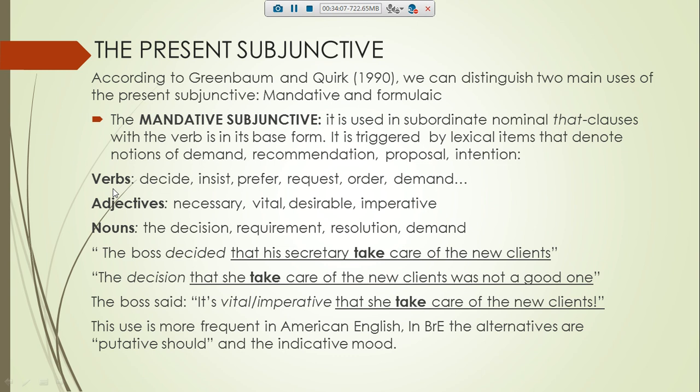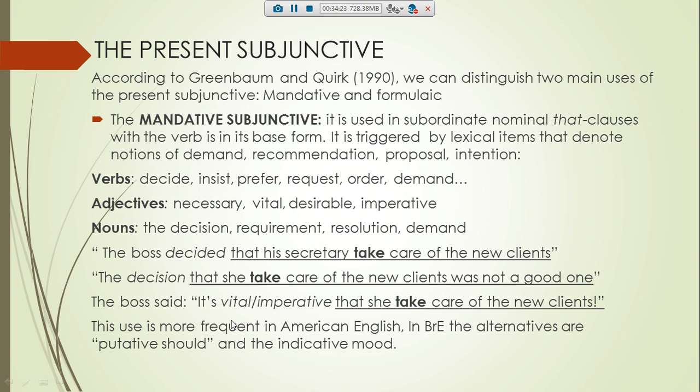So, which could be the triggers? Verbs, like decide, insist, prefer, request; adjectives, necessary, it is vital, desirable; nouns, the decision, the requirement, the resolution. Let's analyze the following examples.